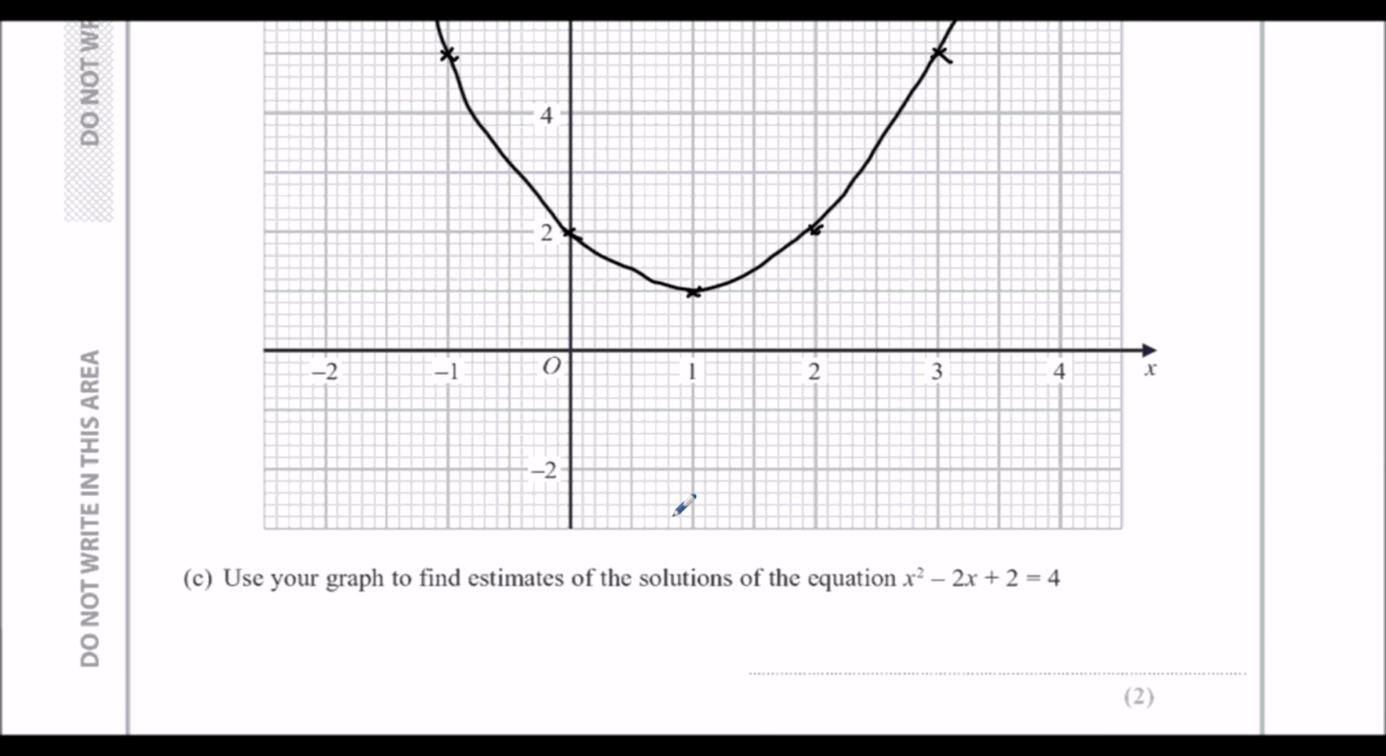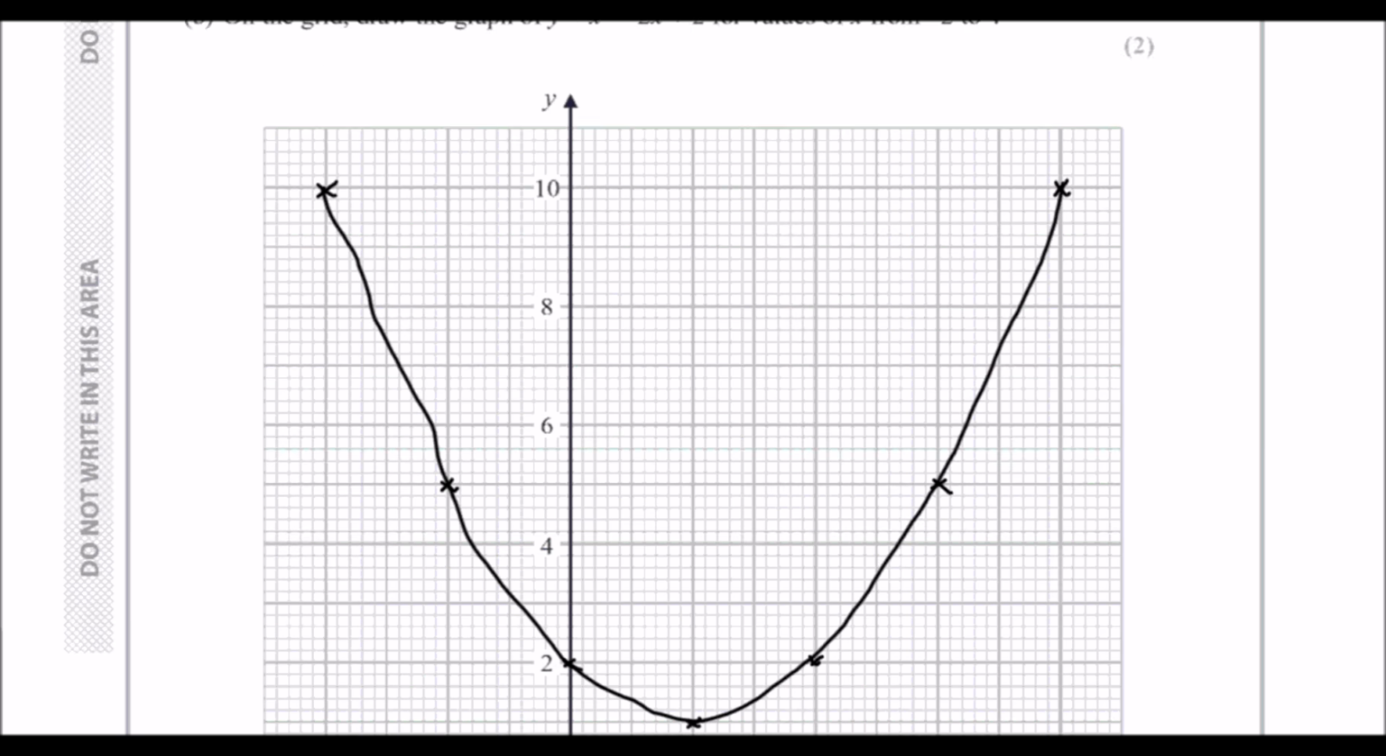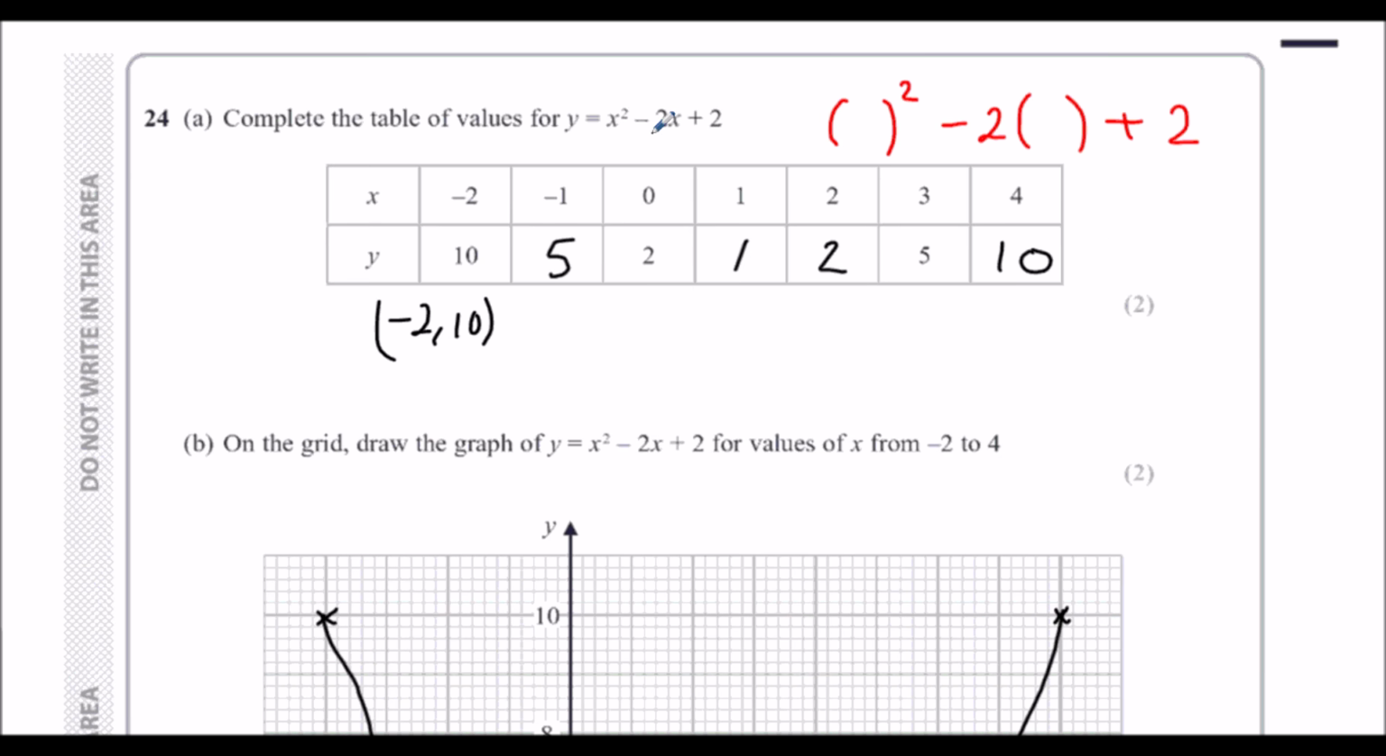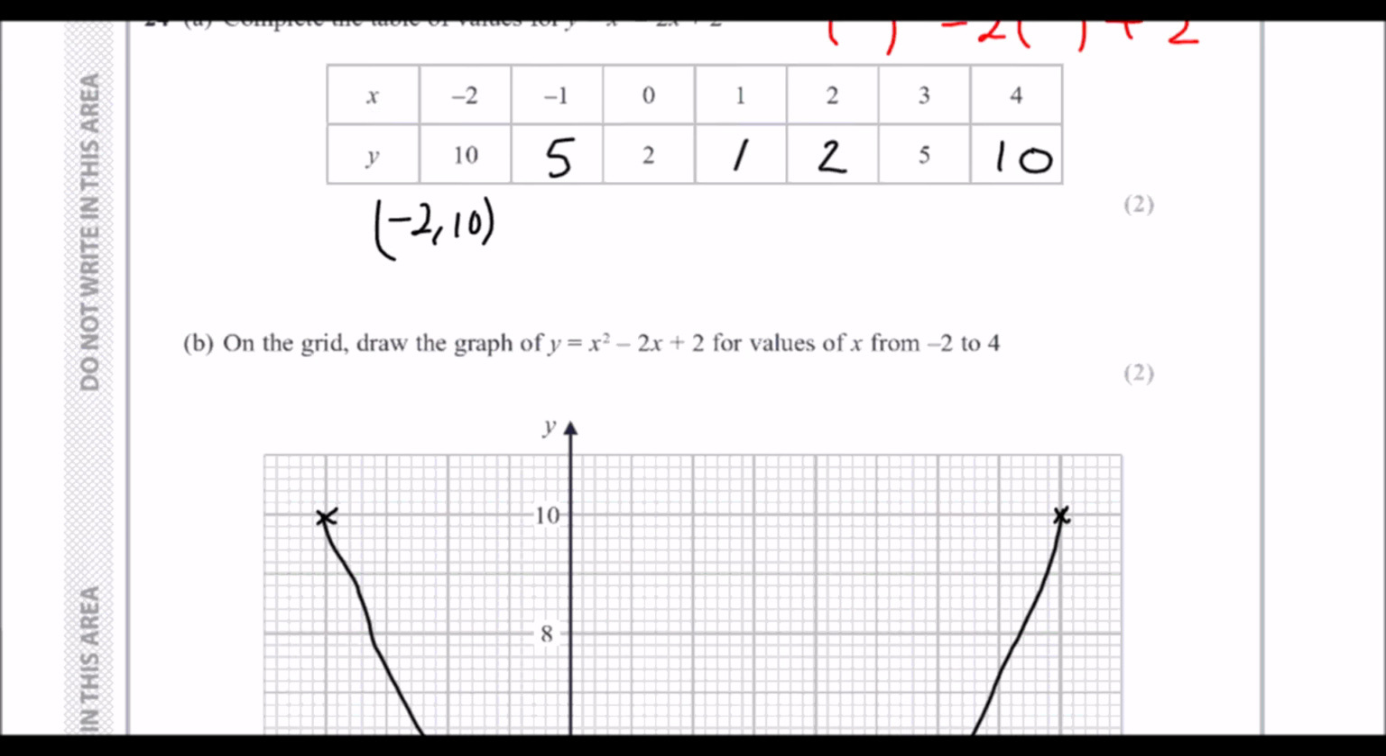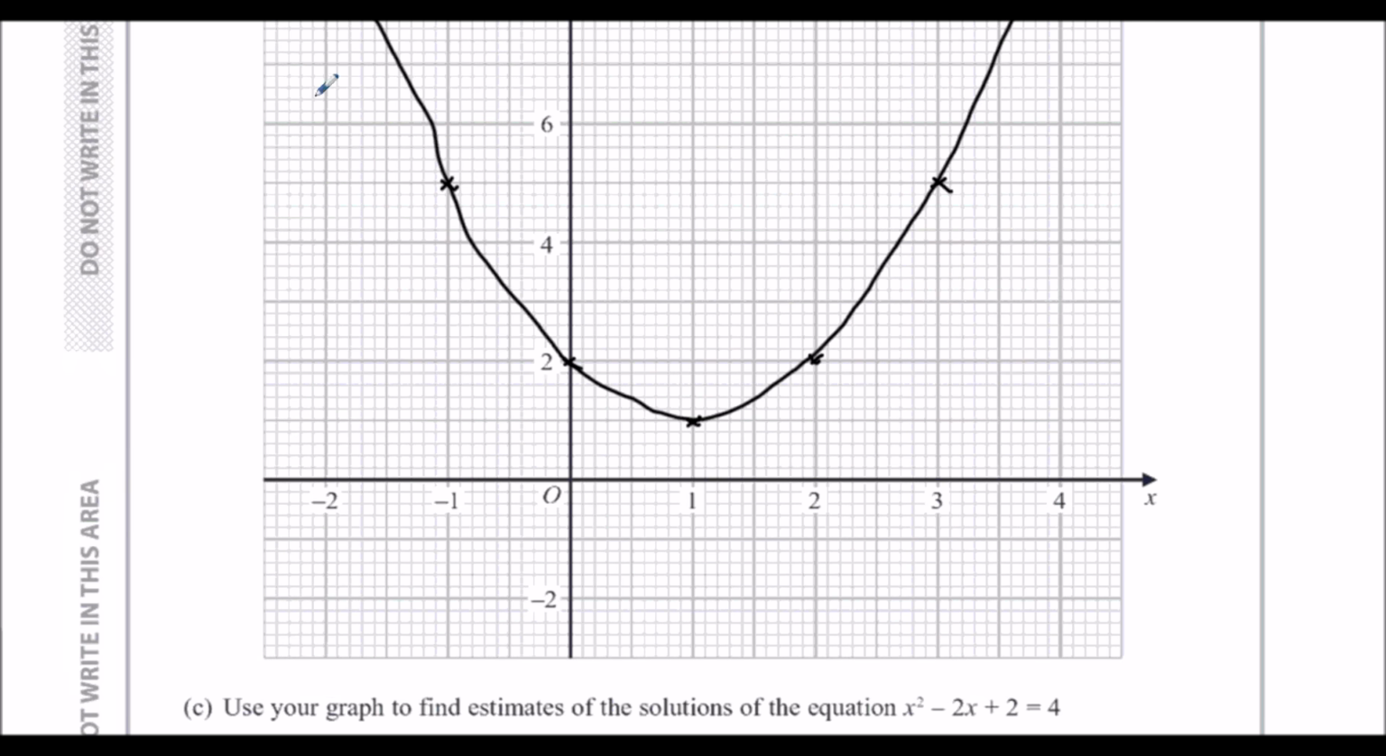And use your graph to find estimates of the solutions to x² minus 2x plus 2 equals 4. So it's where our graph, x² minus 2x plus 2, is equal to 4. So it's equal to 4 anywhere along the line y equals 4. So where is the graph equal to 4? It's here and here. So what are the x values?